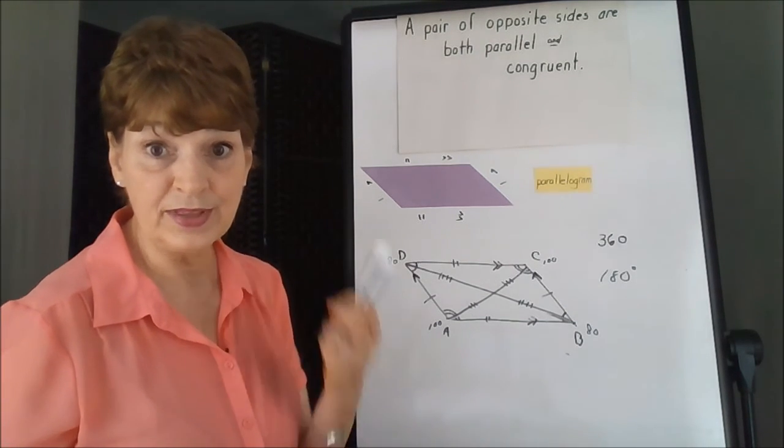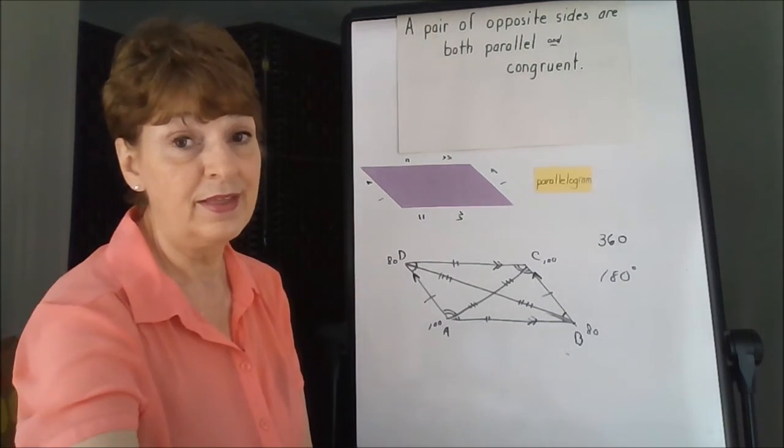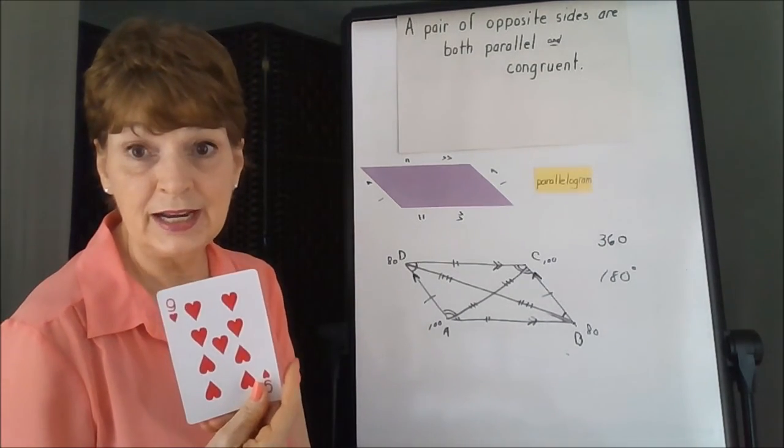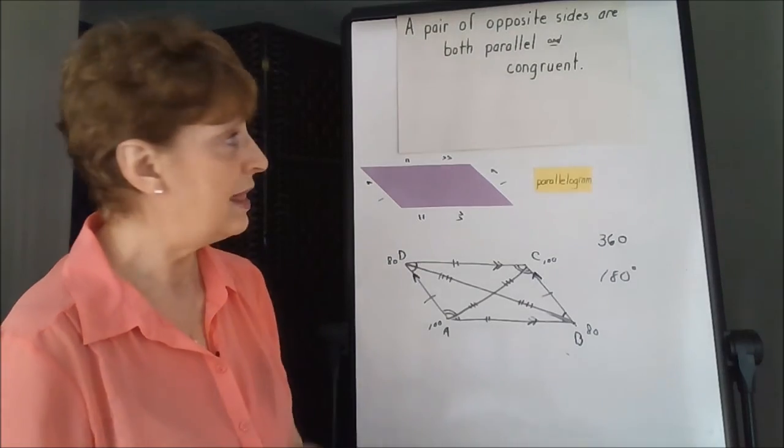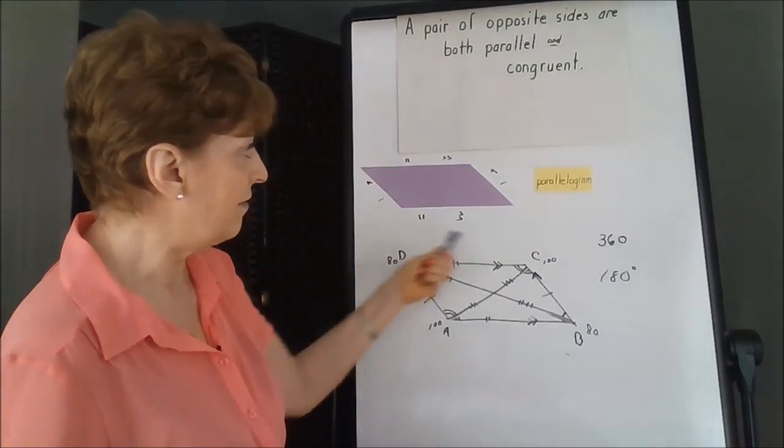I mean, I call this pen. I call this a playing card. It has attributes. These are the attributes of a parallelogram.